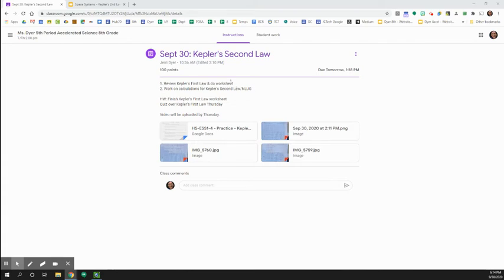And then you also were supposed to work on Kepler's first law and the worksheet. So that worksheet is right here in Google Classroom. You need to do this worksheet for Thursday because this worksheet is going to be very similar to the quiz that you take on Thursday. So please make sure that you take a few minutes and work through that.